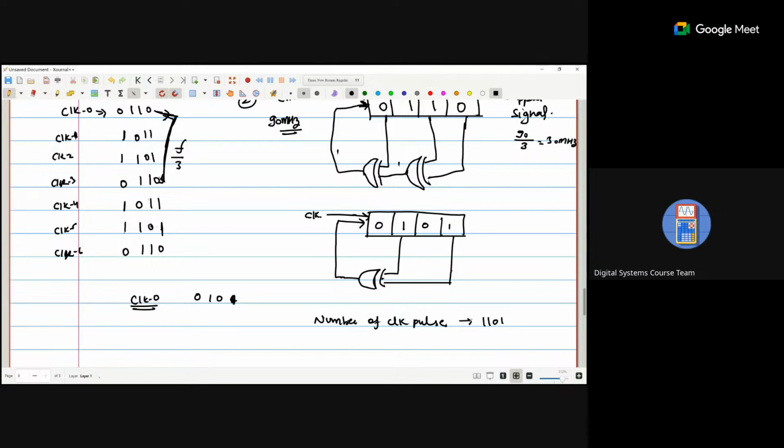When it is clock 1, 1 and 1 becomes 0, so 0010. At clock 2, the 0 and 0 become 0, so you are getting 0001. At clock 3, you are getting 0 and 1.